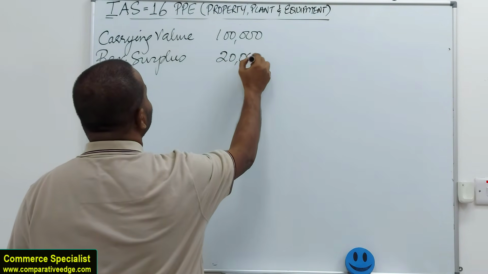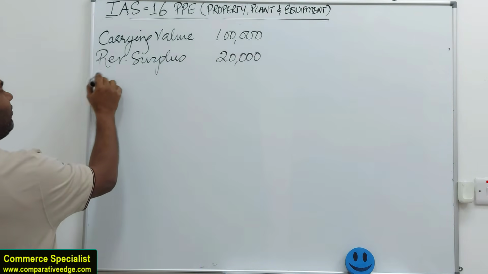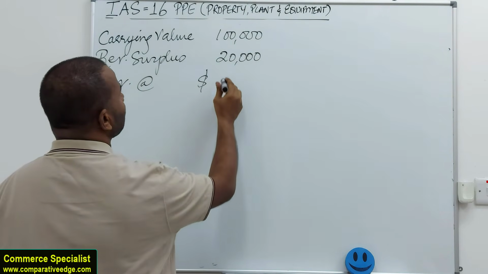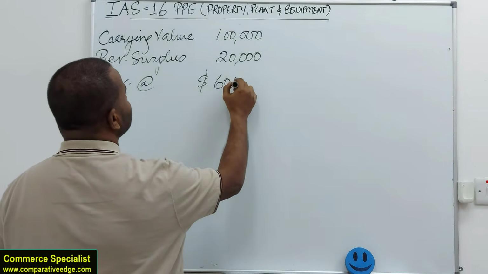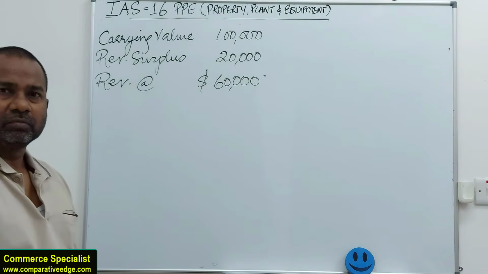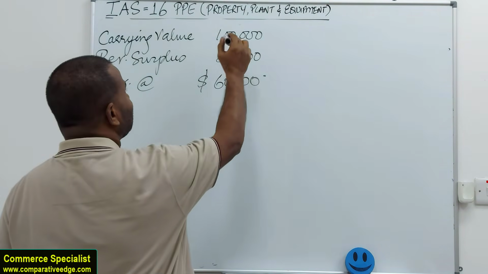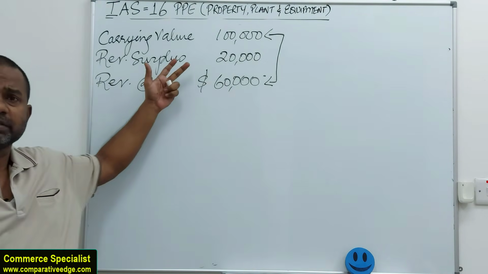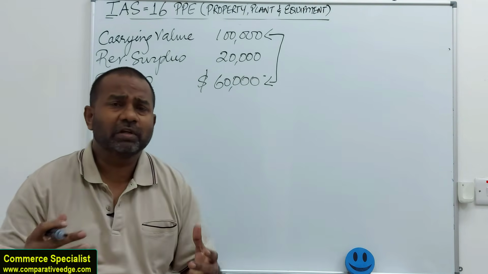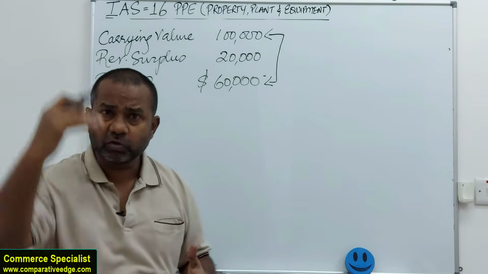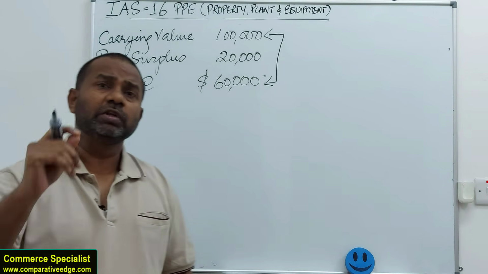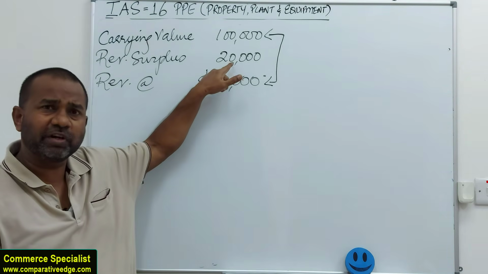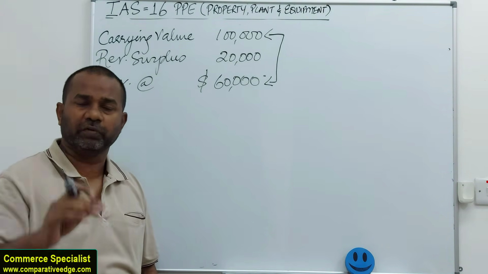say, 20,000. And now it is revalued at, let's say, 60,000. So if you look at the difference between these two, it is downward revaluation. On revaluation, the value is not increasing as in the previous example. It's going down. But please, you need to remember, if there is an existing revaluation surplus, that is to be cancelled out first.